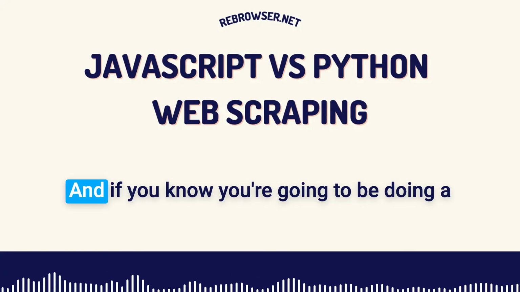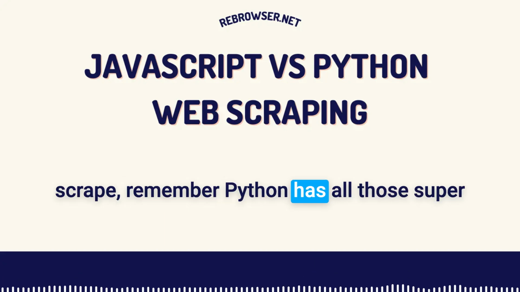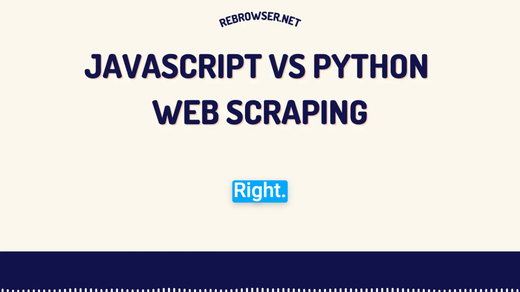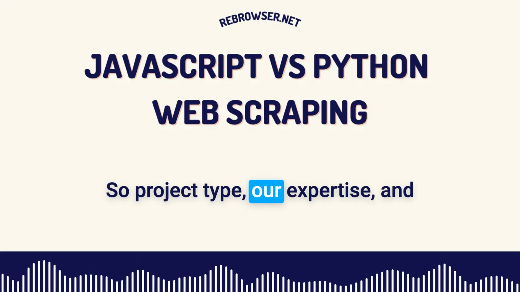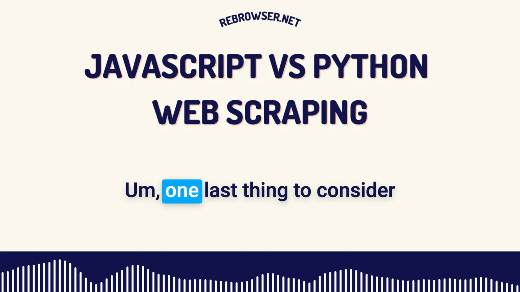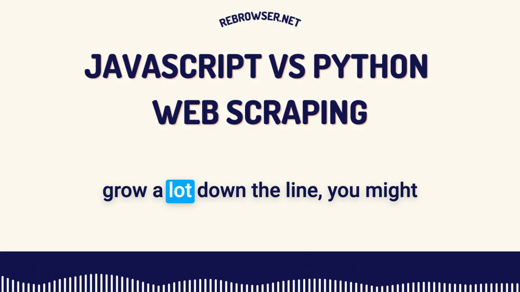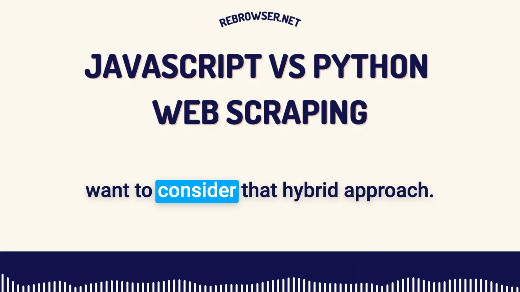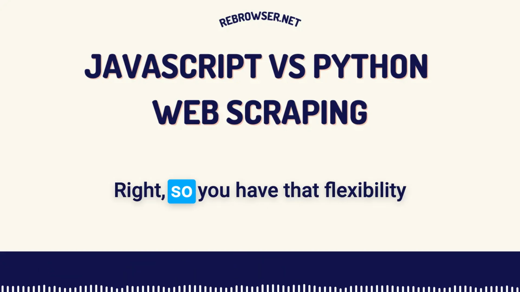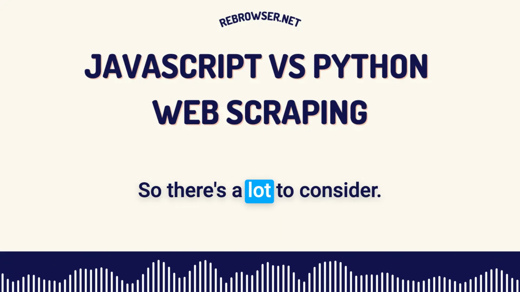Makes sense. Yeah. And if you know you're going to be doing a lot of data analysis with the information you scrape, remember Python has all those super powerful libraries that we talked about earlier. It's a data crunching machine. Right, right. So project type, our expertise, and what we're going to do with the data. Anything else? One last thing to consider is your scaling needs. If you think your project's going to grow a lot down the line, you might want to consider that hybrid approach. Yeah. Using both Python and JavaScript. Right, so you have that flexibility to scale up if you need to. Exactly. So there's a lot to consider.